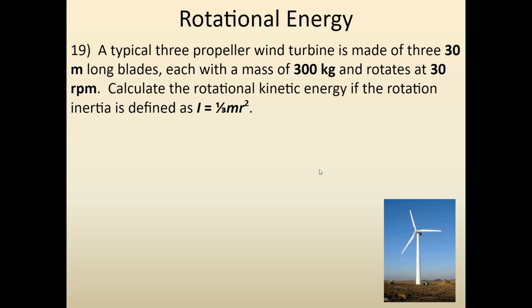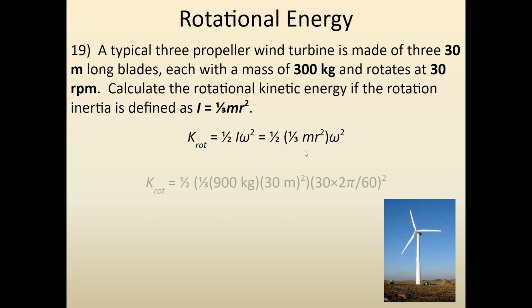All right, so the way we're gonna end up doing this is first we have to figure out what the rotational inertia is for this system. Because the equation is 1/2 I omega squared, we can figure out what the angular speed is using this 30 RPMs, but we need to figure out what I is. They tell us that the rotational inertia is defined with this equation, 1/3 mr squared. So we're going to plug that in.